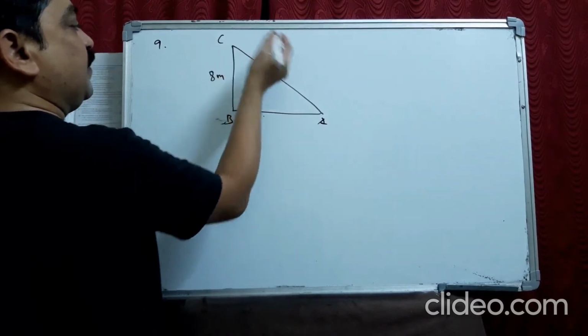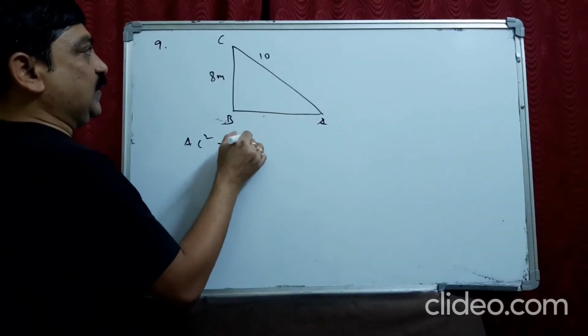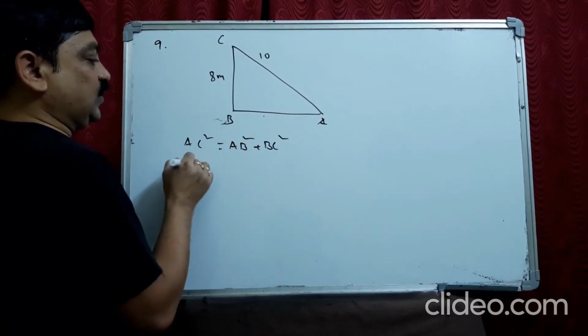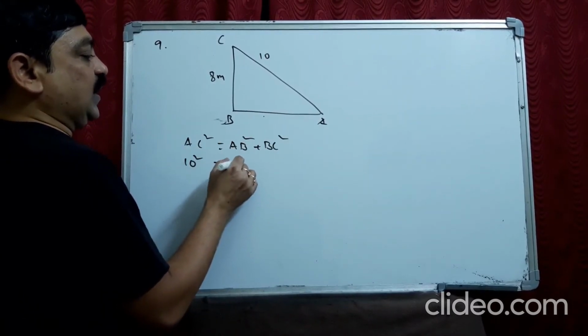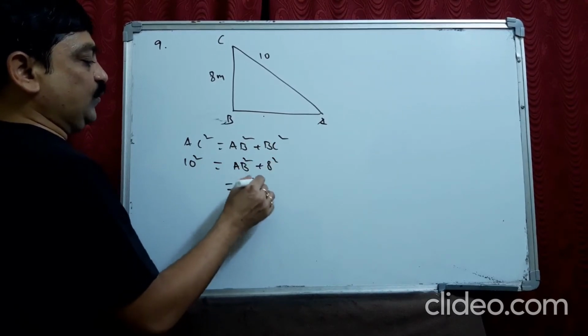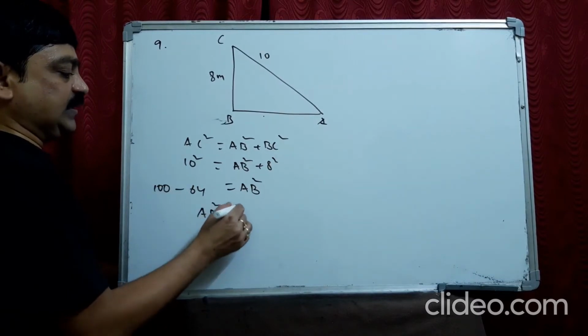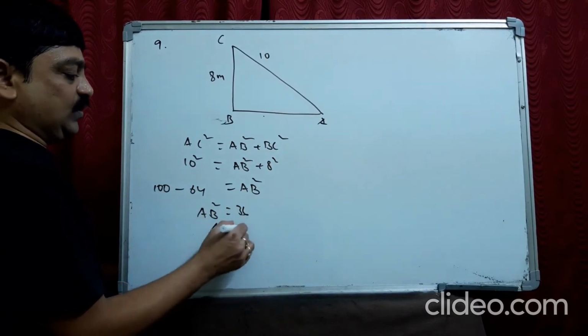See, same Pythagoras theorem. So AC square is equal to AB square plus BC square. So 10 square is equal to AB square plus 8 square. So AB square is equal to 100 minus 64. So AB square is 36. AB is equal to 6.